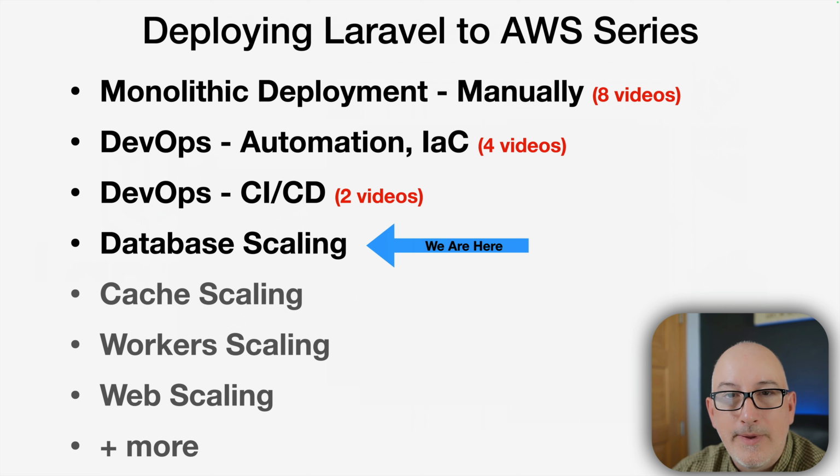So we still have a few more videos coming up in this series. It's probably going to be one video on scaling the cache. So right now we're using Redis. It's deployed in our application tier. And we'll probably split that off and use maybe ElastiCache from Amazon as an option for that. And then we'll start talking about scaling the workers in the web.